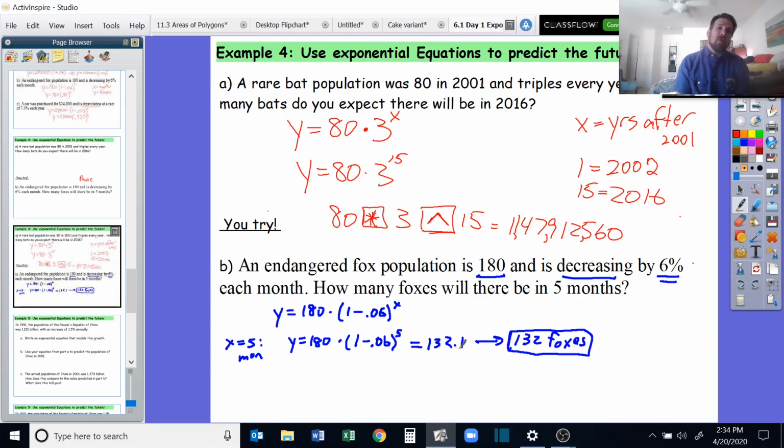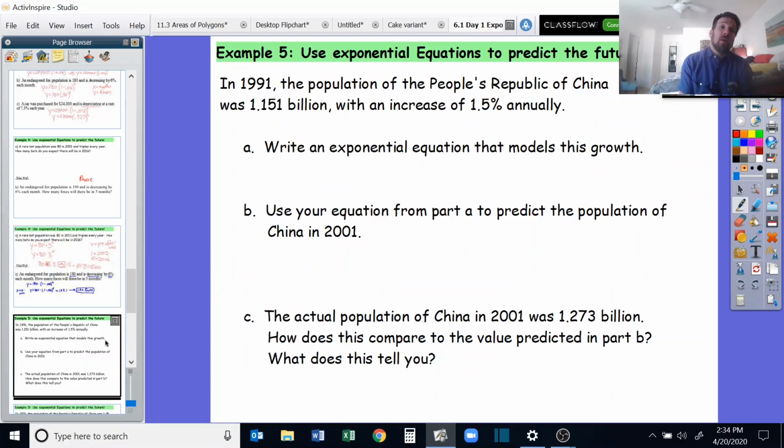We've already done this example. Again, I'm leaving it here so that you have a chance to check your understanding if you decide to do that as one more practice problem. Let's move on.